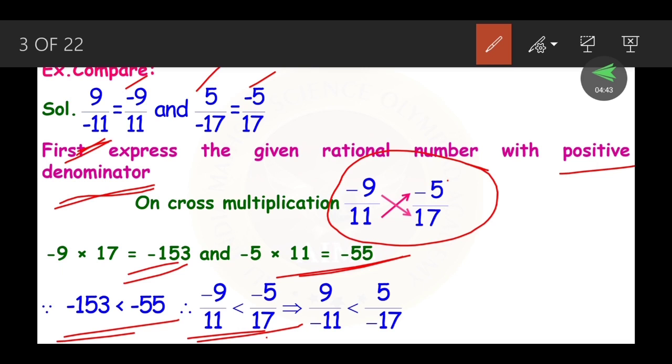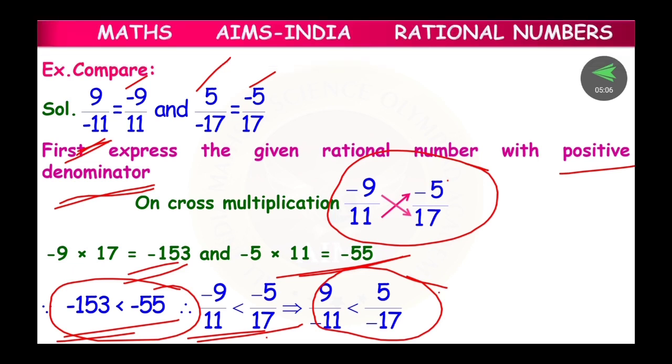Minus 9 by 11 means we can write it as 9 by minus 11 in the form of the given rational number. So like this, with the help of cross multiplication in method 2, just by comparing the products, we can compare the given fractions. Okay, children? This is the comparison of rational numbers, method 2. So next.